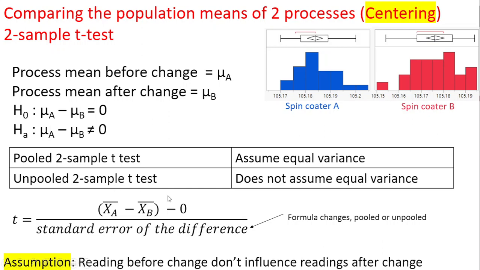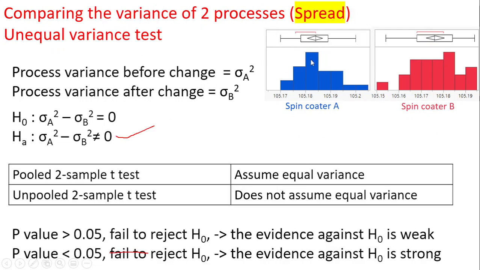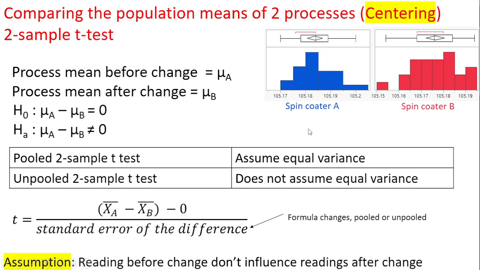So as I discussed before, the first thing you have to always check is to do the unequal variance test and see if the spread of the data is similar or not. In this case, we do know that the spread of the data is similar. So here we do the pooled two sample t-test. And additionally, we have another assumption. Here we assume that whatever changes are between the two spin coaters, by design or whatever reason, whatever difference physically exists between these two tools does not affect each other.